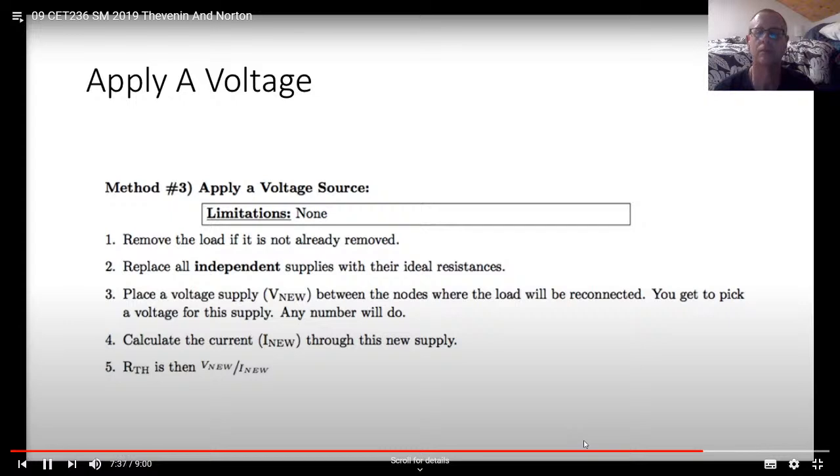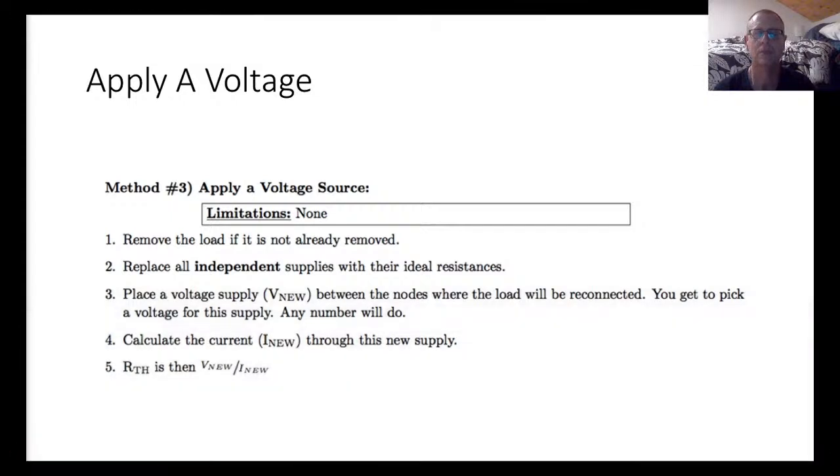We replace all the independent supplies with their ideal resistances. We place a new voltage supply between the nodes where the load was connected. You can pick this voltage. You can have any number, whatever it takes, 100, 2, pi, 3, whatever you want. And then you calculate the current through this new supply as it's connected to the circuit. And then the Thevenin resistance is that new voltage divided by the current that you calculated.